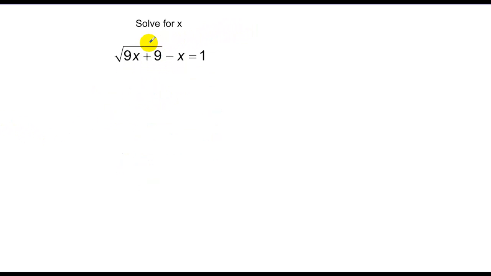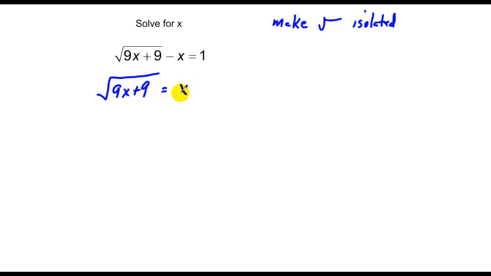So you'll notice in this example that the square root term is not isolated. In all of our other examples, this radical term was by itself on one side of the equation. So that's the first thing we're going to do on all of these, is make sure that the root term is isolated. So what we'll do is we'll add an x to both sides of the equation, thus giving me the square root of 9x plus 9 is equal to x plus 1.